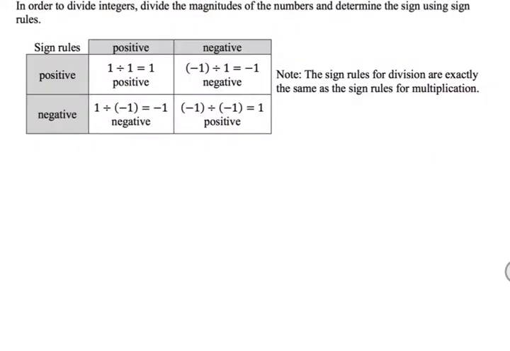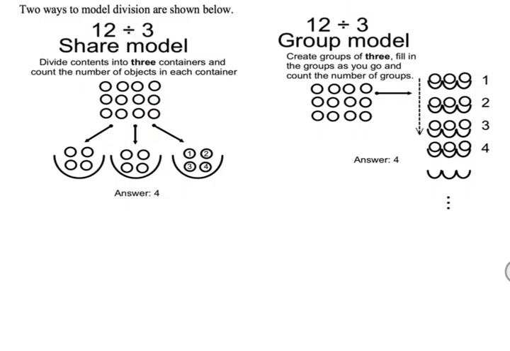When we divide integers, you're going to divide the magnitudes, the sizes, the absolute values of the numbers, and determine the sign using sign rules. The sign rules are the same as what we use for multiplication. A positive divided by a positive is a positive. A negative divided by a positive is a negative. A positive divided by a negative is a negative. And a negative divided by a negative will be a positive. Same rules as we use for multiplication.